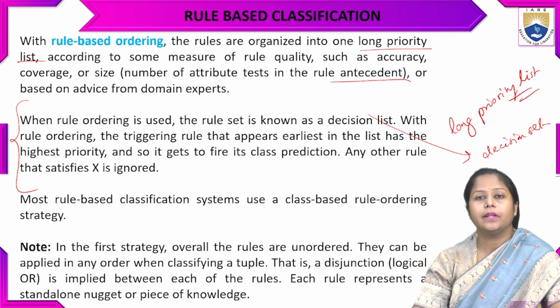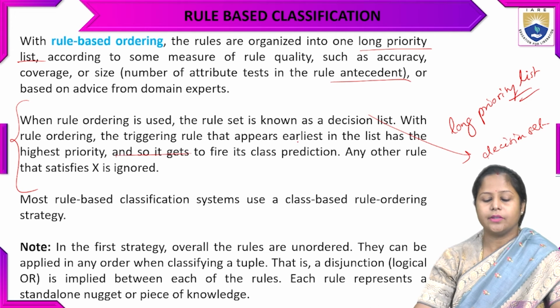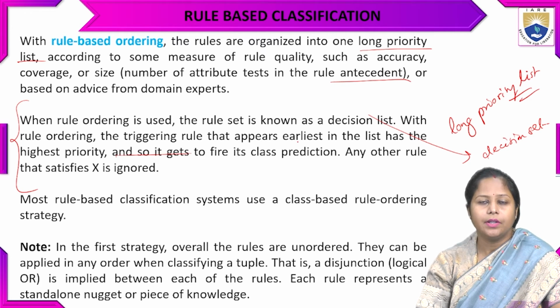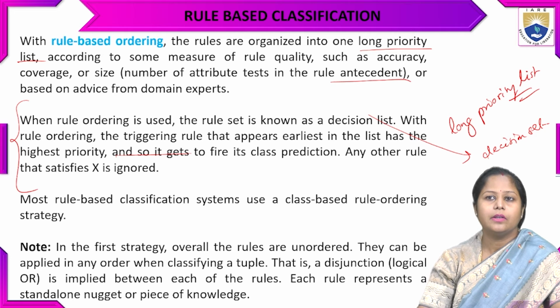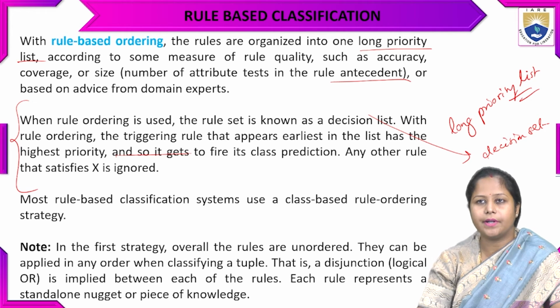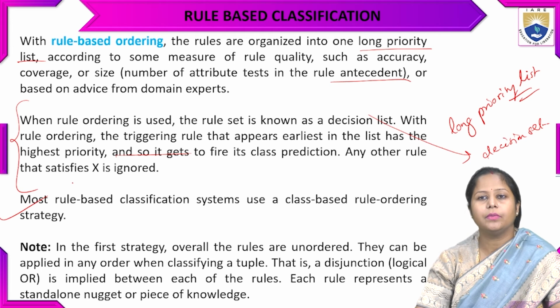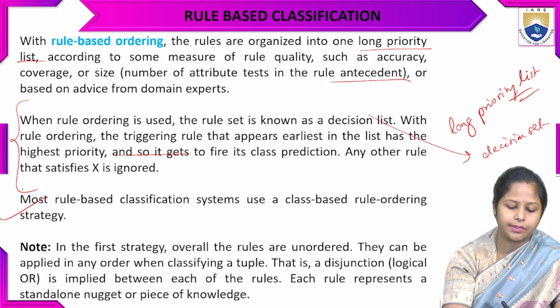With rule ordering, the triggering rule that appears earliest in the list has the highest priority, and so it gets to fire its class prediction. Any other rule that satisfies X will be ignored after that. Most rule-based classification systems use a class-based rule ordering strategy.